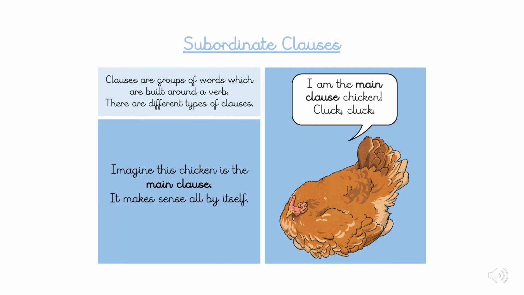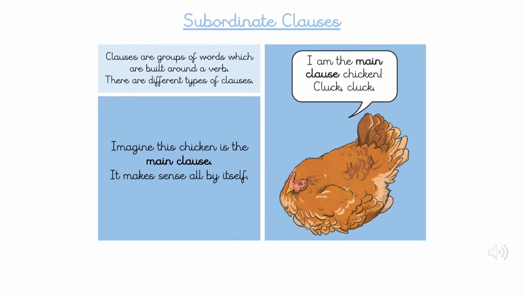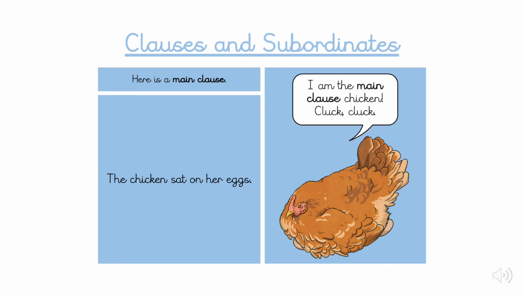I'm now going to teach you all about subordinate clauses. Clauses are groups of words which are built around a verb. There are different types of clauses. Imagine the chicken on the screen is the main clause. The main clause makes sense all by itself. Here is an example of a main clause. The chicken sat on her eggs.